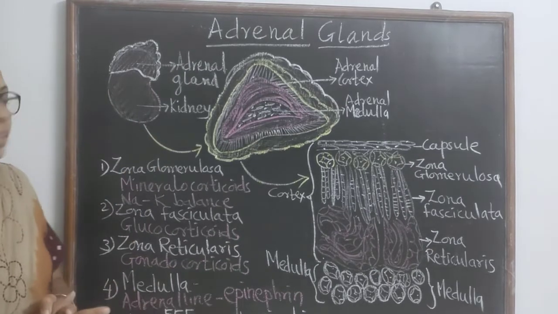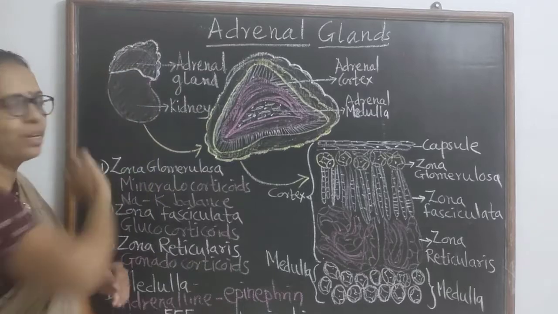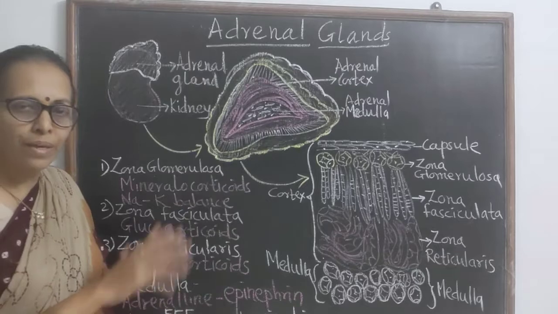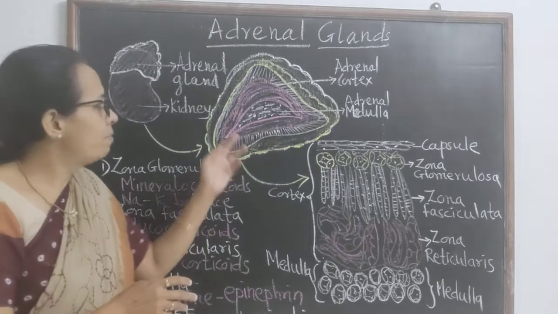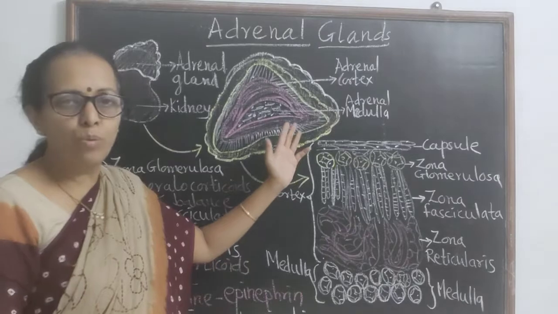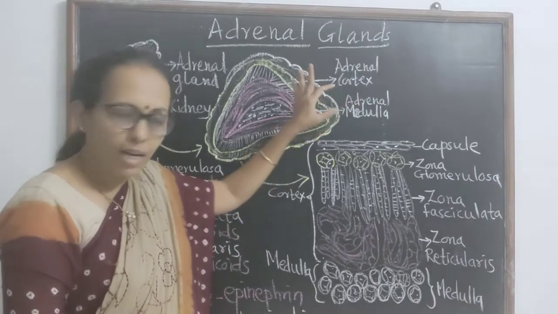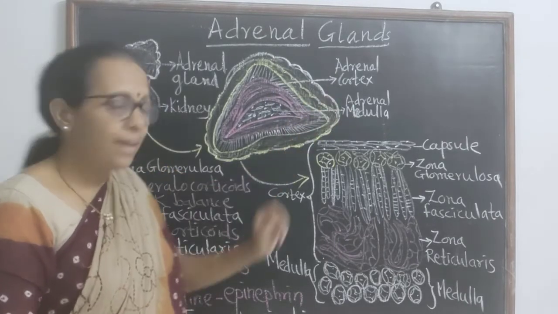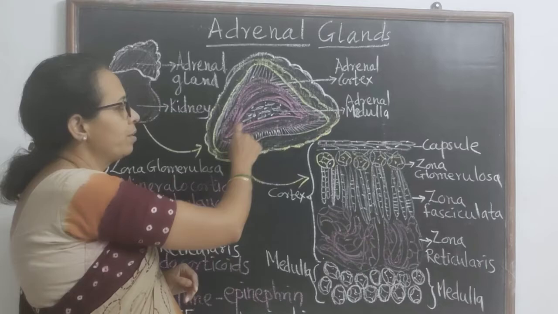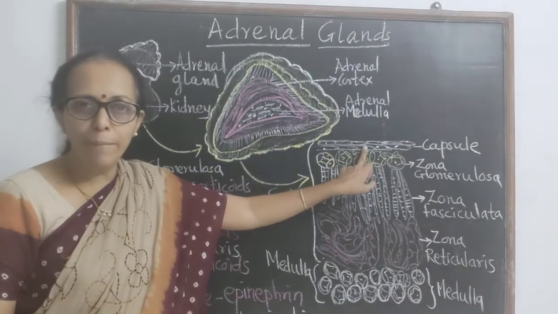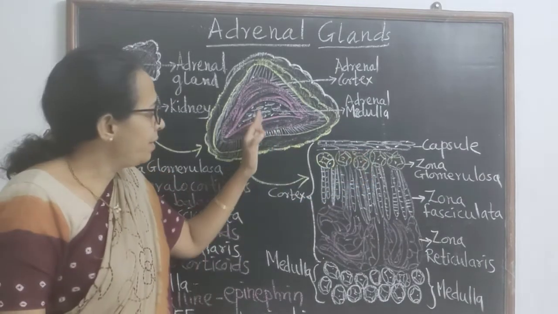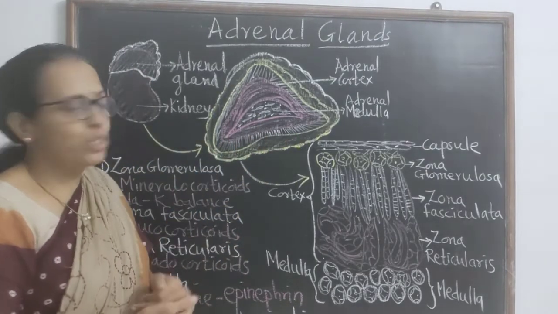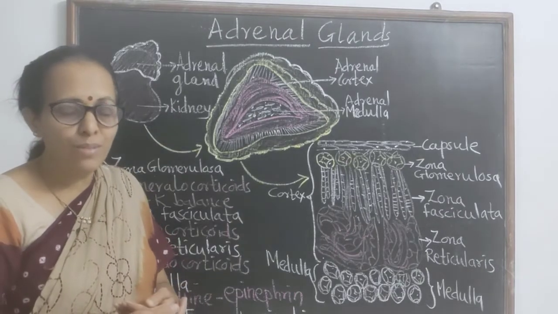If we observe this gland in sectional view, if we take a transverse section passing through this triangular cap-shaped gland, we will find that it is divided into two regions. The outer region we call the adrenal cortex, and the central region we call the adrenal medulla. The entire structure is well protected in a connective tissue capsule, as with other glands we have seen.